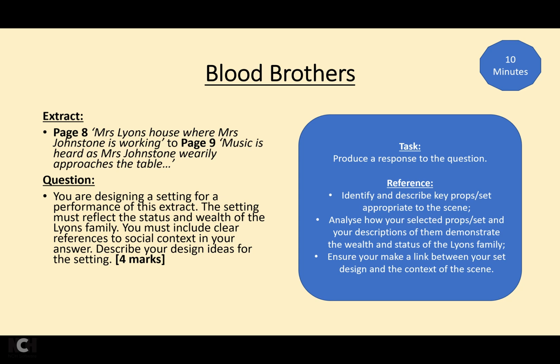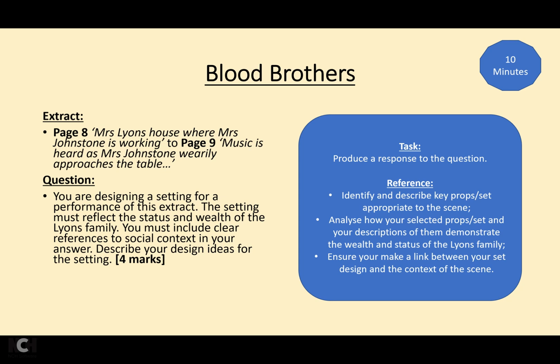You can start off with something quite vague, but you then need to talk about specific things that would be in the Lyons household. You need to analyse how your set and props reflect the wealth and status of the family. So we need to be hitting the criteria that talks about that within the question, because remember that was one of our points from our map earlier on. We've got to be talking about the requirements of the question, and we need to be making links between the set design and the context of the scene.